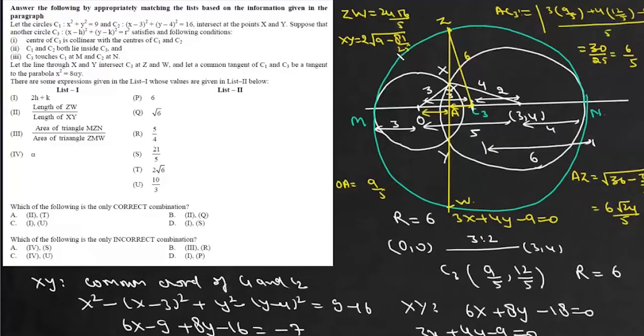So this is 225 minus 81, 144. So there will be 24 upon 5. Now we can start solving these questions.